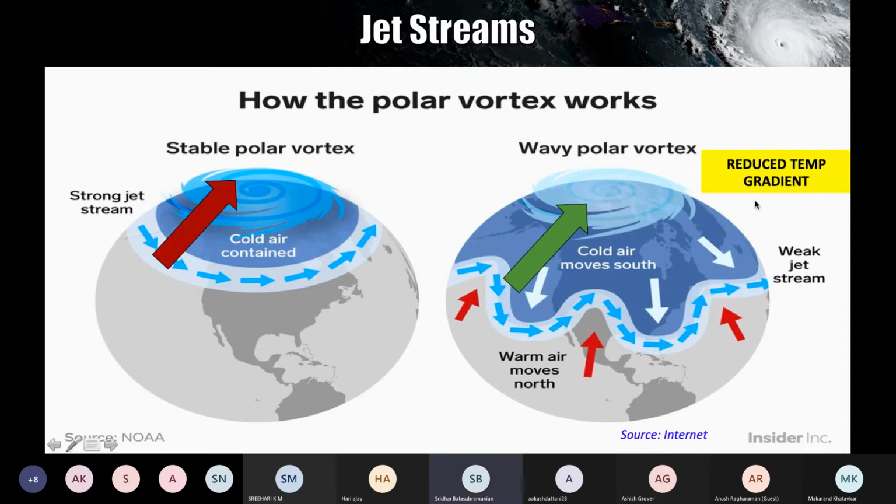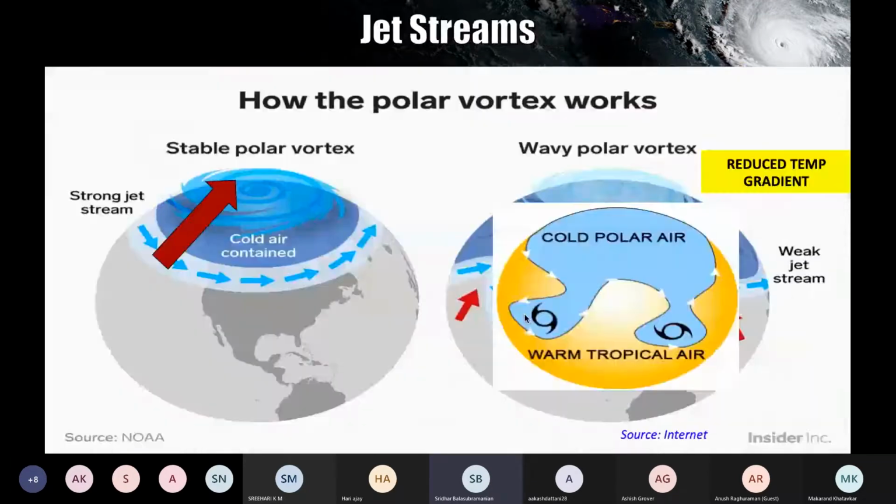Yeah, so when the temperature gradient between the equator and the pole is very high, that means very warm air near the equator and very cold air near the pole, then this is a stable polar vortex. But when the temperature gradient starts to reduce, so when either the equator starts getting colder or the pole starts getting warmer, which is exactly what is happening because the polar ice cap is melting. So when the temperature difference between the equator and the pole starts reducing, then you start producing these undulated structures of jet streams, and that is not good at all. Okay.